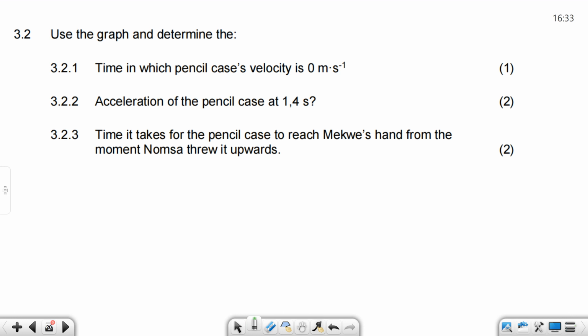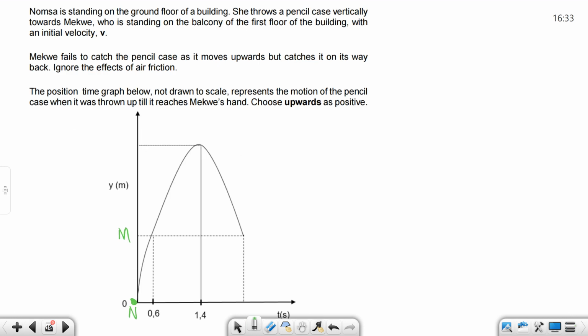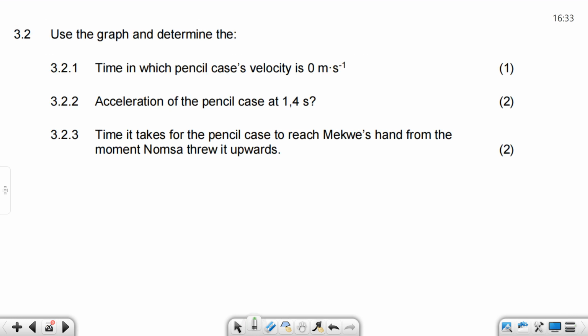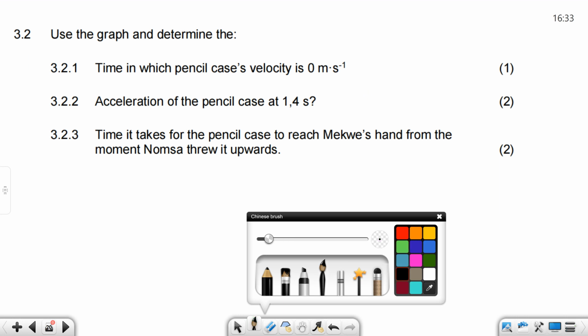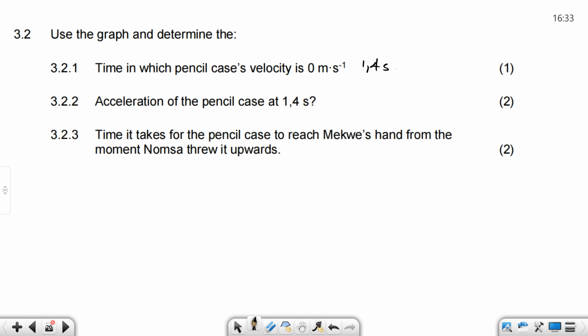Use the graph to determine the time at which the pencil case's velocity is 0. Okay, guys, this is one mark. They said use the graph. When does it become 0? At maximum height. Do we have an answer? Yes. What's your answer? 1,4. Please, let's put the unit. 1,4 what? Seconds.